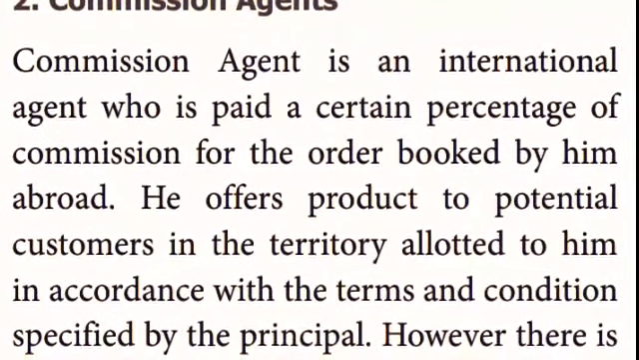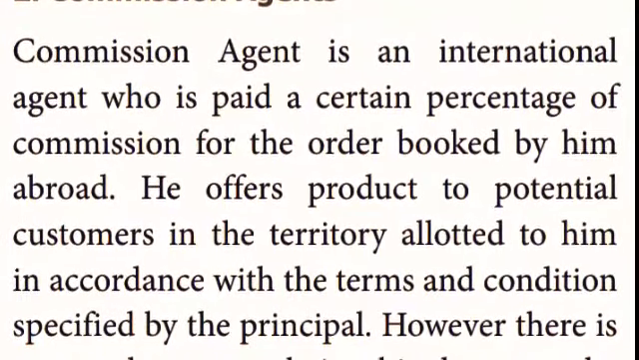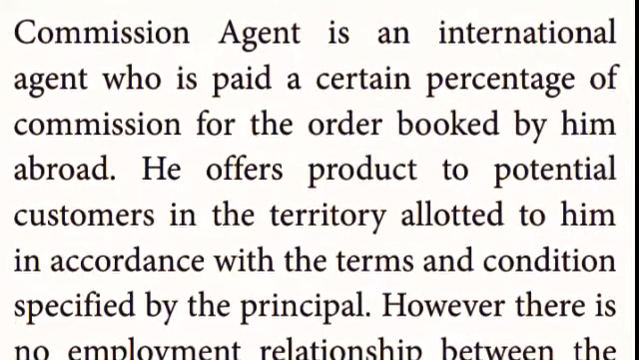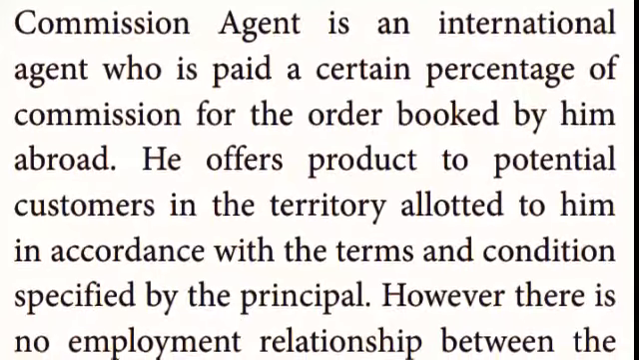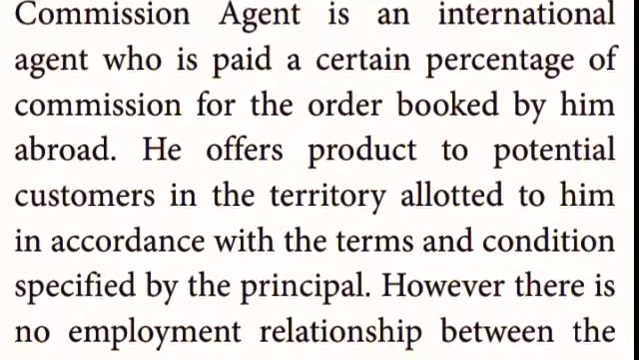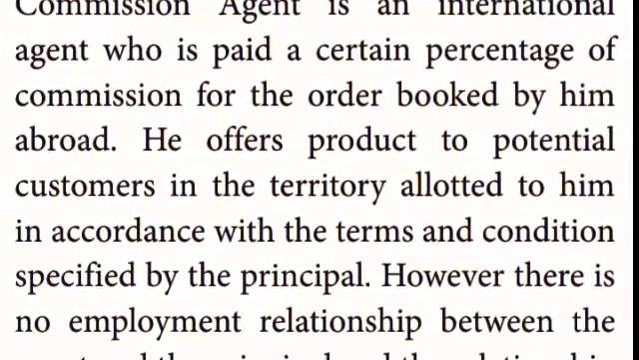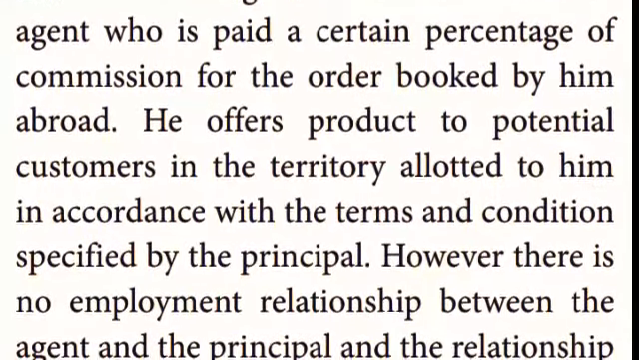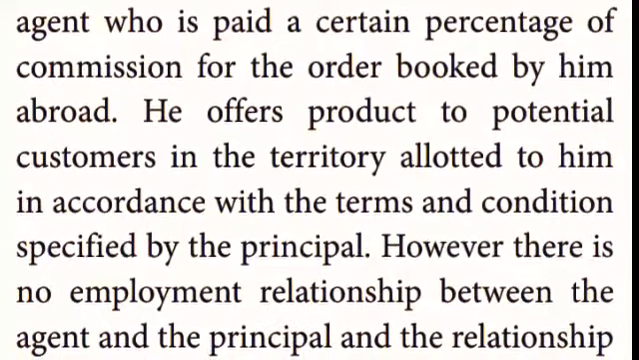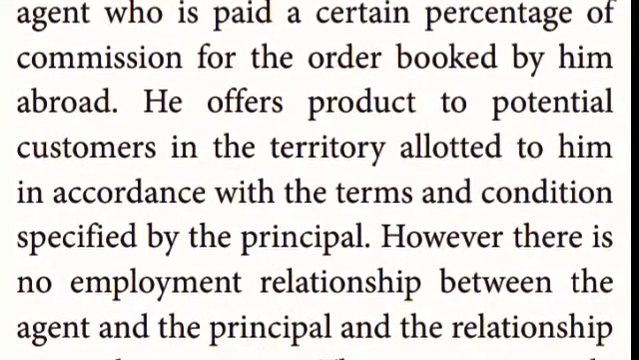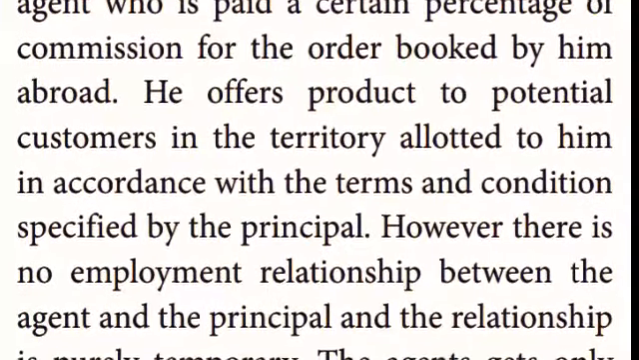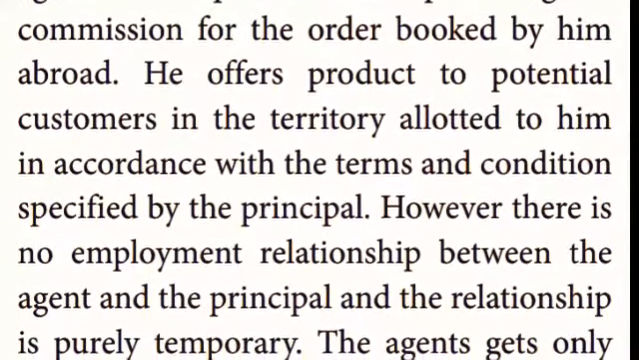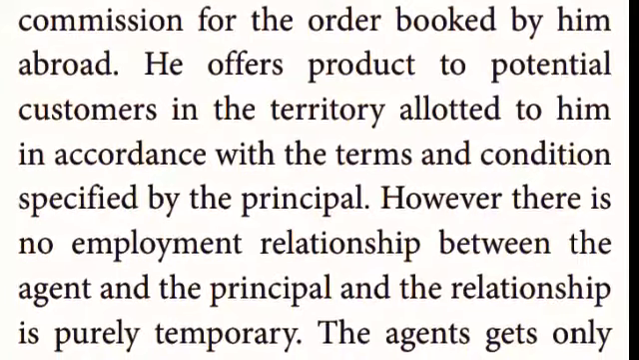Next one, commission agents. A commission agent is an international agent who is paid a certain percentage as commission for the orders booked by him abroad. He offers the product to potential customers in the territory allotted to him in accordance with the terms and conditions specified by the principal. However, there is no employment relationship between the agent and the principal; the relationship is purely temporary. The agent gets only commission at the end of the deal. They have the right to get a commission alone, not a profit, children.